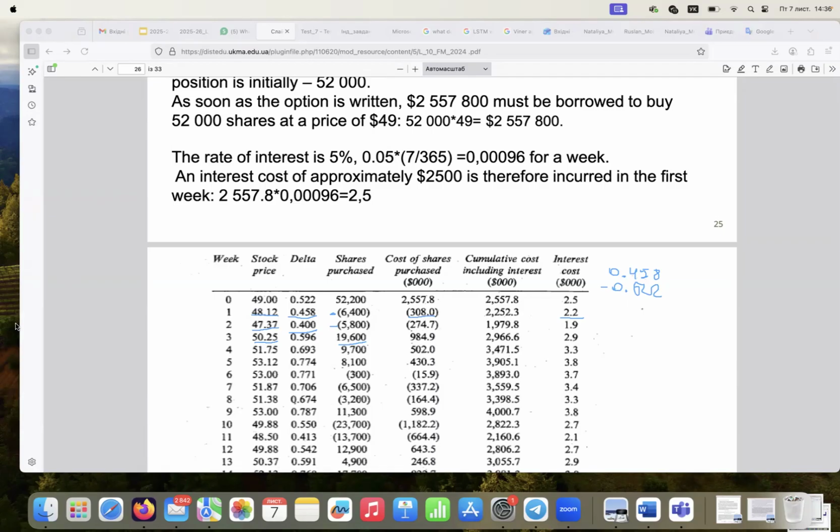So this hedging strategy shows you how much we need to buy or how much we need to sell if the stock price changes. Okay.